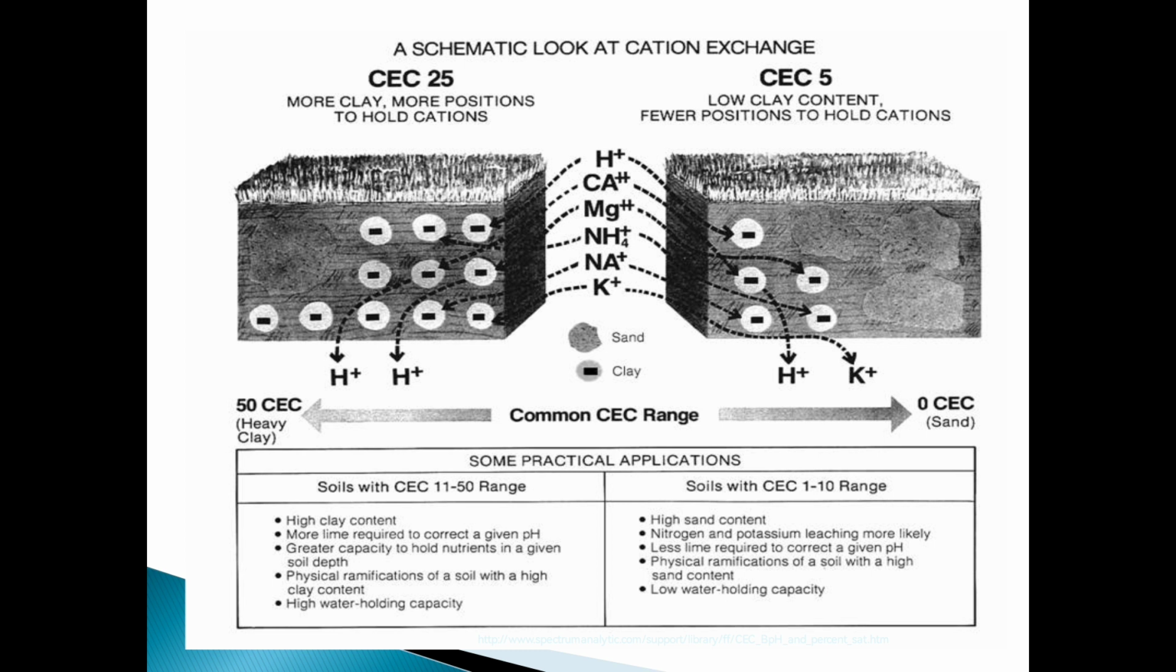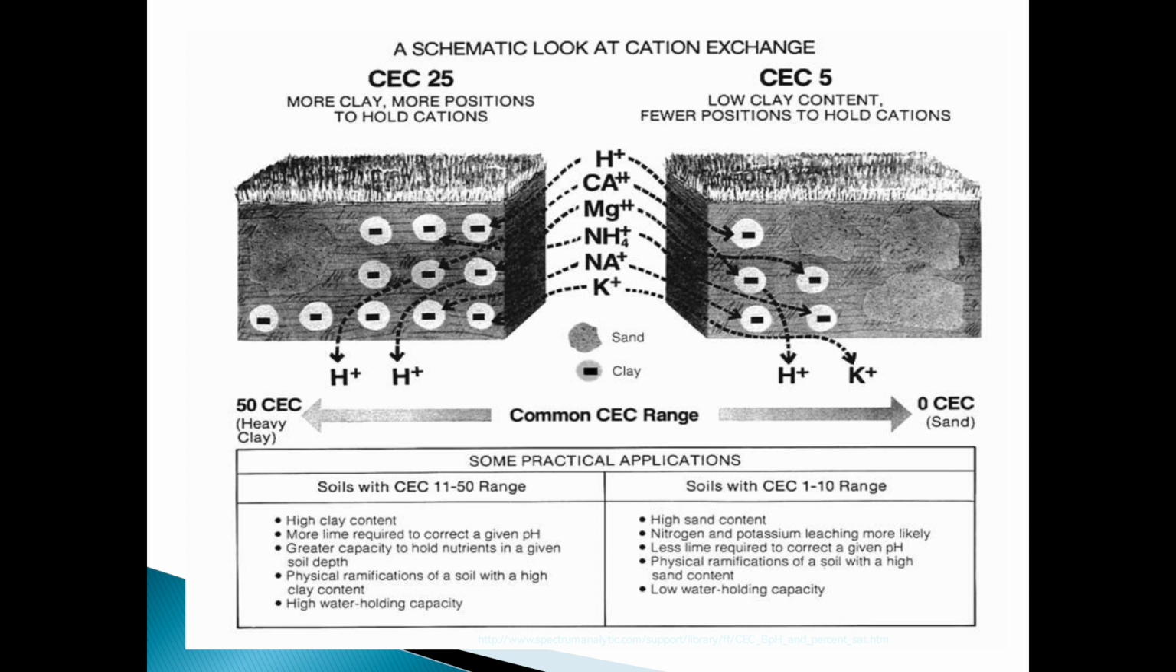There will be fewer positions to hold cations. And here, there are some practical applications. Soils with CEC around 11 to 50 have high clay content, and more lime is required to correct a given pH. It has greater capacity to hold nutrients in a given soil depth. There will be a physical ramification of a soil with high clay content, and it has a high water holding capacity.